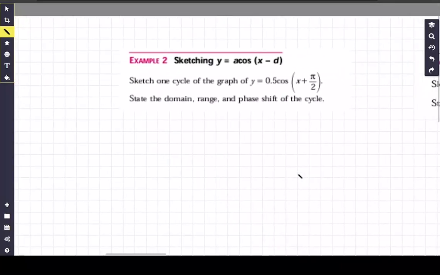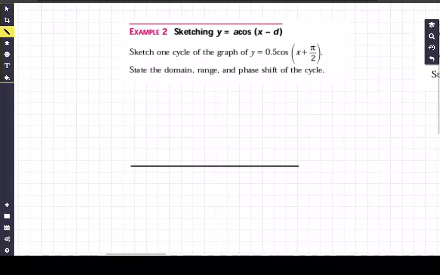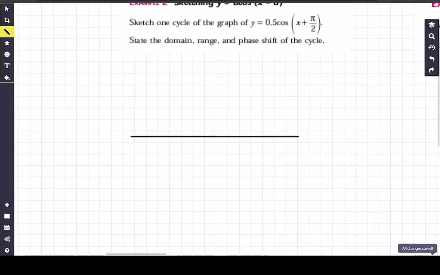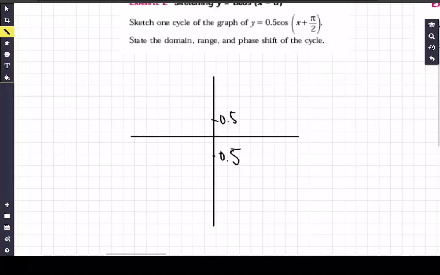First, we look at it and say, okay, this is a horizontal translation. But before we look at that, we can see that it has a 0.5 in the front, so our amplitude is now 0.5. Originally we start on the x-axis, at the intersection point of the x and y axes. However, since we're moving it, x plus pi over 2, that's 90 degrees. It's the same thing as a regular function, so plus is actually moving it left. So this is 90 degrees to the left.